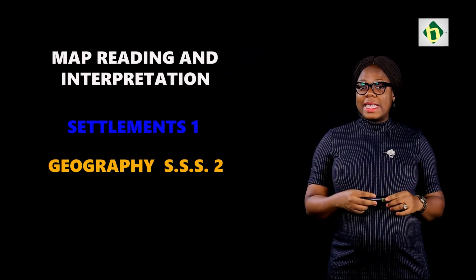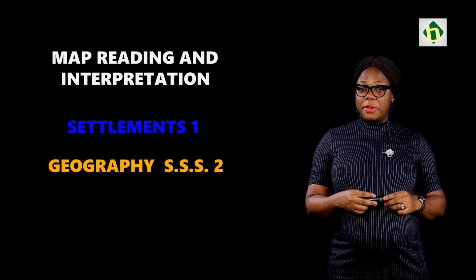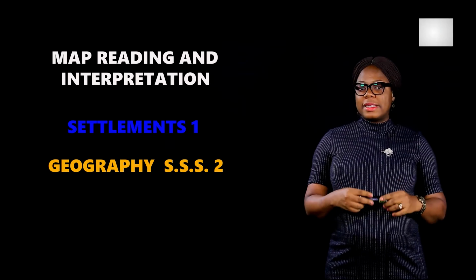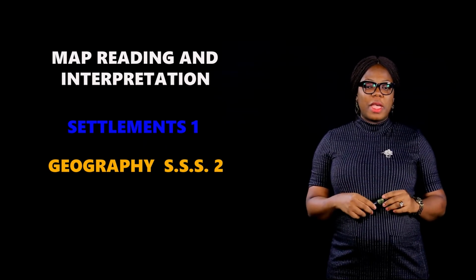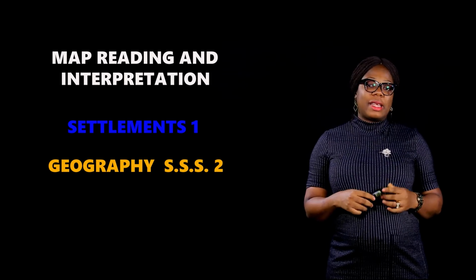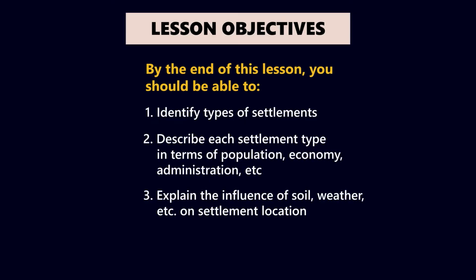Our theme for today's lesson is map reading and interpretation, and our topic for today, settlements, part 1. Before we go into our lesson proper, let's take a look at the lesson objectives. By the end of this lesson, you should be able to identify types of settlements, describe each settlement type in terms of population, economy, administration, etc., and explain the influence of soil, weather, etc. on settlement location. Now let's get into our lesson proper.